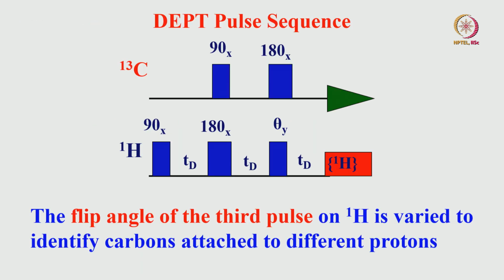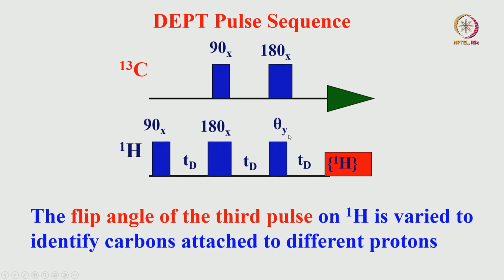For that, we use a pulse sequence called DEPT. DEPT is a very simple experiment. What we do is apply carbon 13 pulses 90 and 180, and then on the proton channel 90, 180 and theta pulses. This is the sequence. Do not worry about how it works, because we have discussed this in one of the previous courses. What is important is the angle theta of the last pulse on the proton. In the proton channel there are 3 pulses; we are concerned only with the last one, the theta degree pulse. This is the angle with which we tilt the magnetization, and theta is called the flip angle of the pulse.